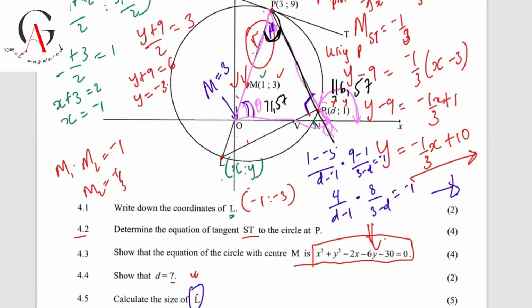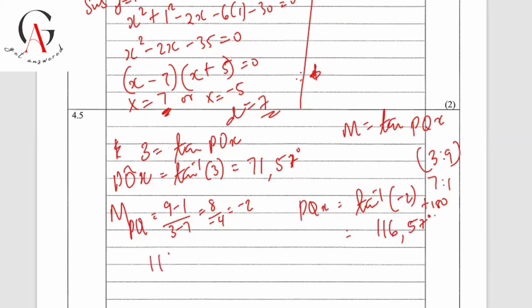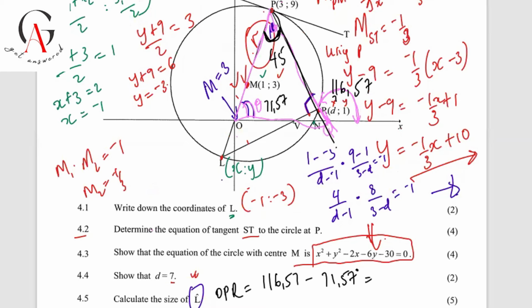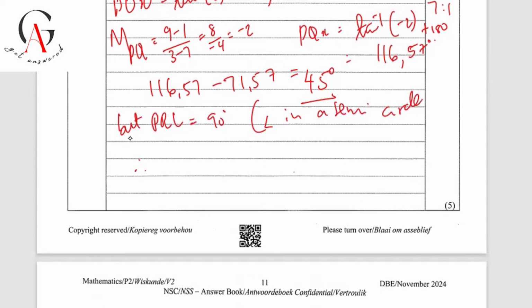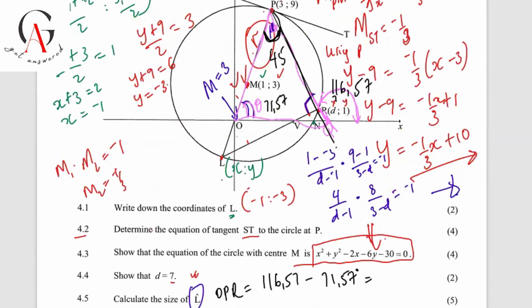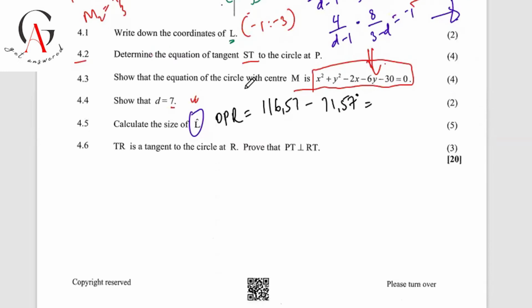Then OPR, okay, saying OPR is going to be 116.57 minus 71.57. Okay, 116.57 minus 71.57, which gives me a 45. Okay, so if this is a 45, but we're saying that PRL is a 90, that is angle in a semicircle, which means that L is also going to be 45, angles in a triangle, because 45, 90, then this must also be a 45. All right, that is how I would have approached 4.5.